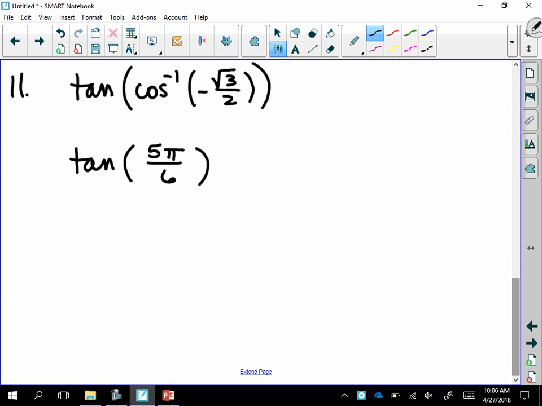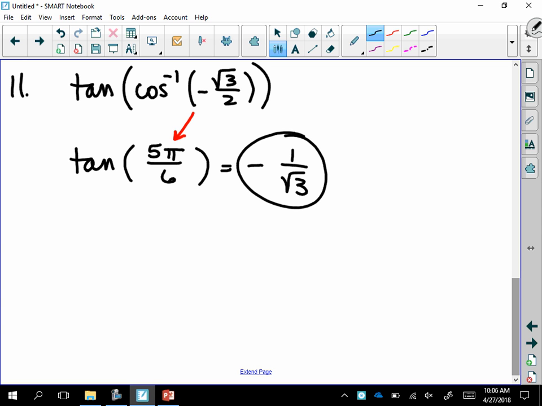So all of this just became 5 pi over 6, and now we're going to take the tangent of 5 pi over 6. In the second quadrant, what do you know about tangent? It's negative. The reference angle here is 30 degrees, and the tangent value is 1 over the square root of 3. So we get negative 1 over the square root of 3. They rationalize it, square root of 3 over 3. That'll work. Either way, it's fine.